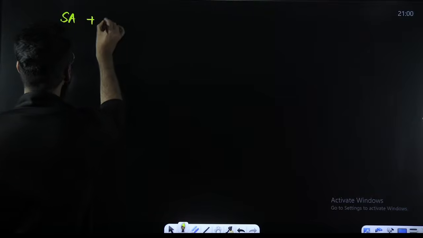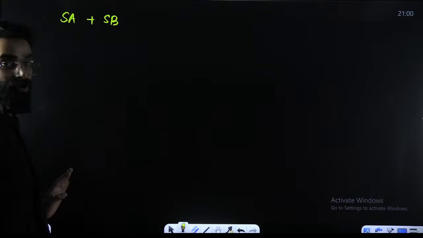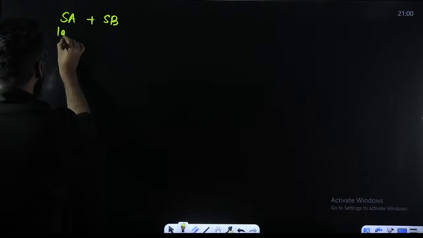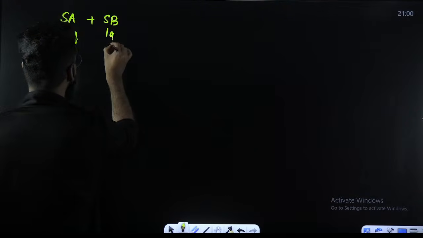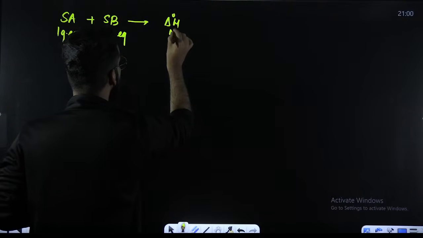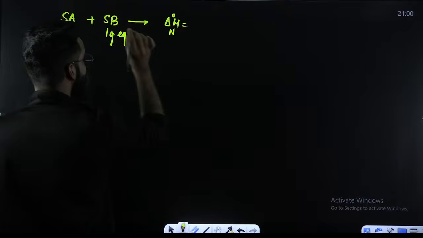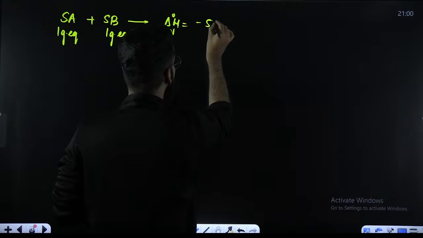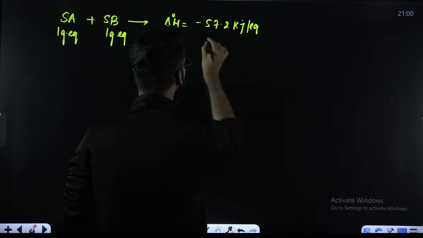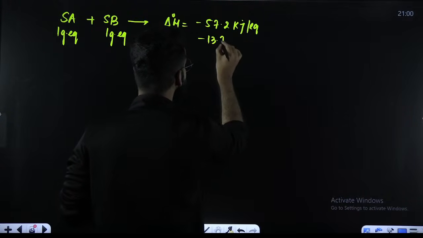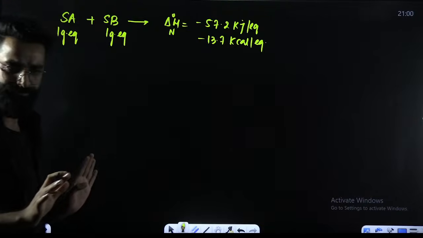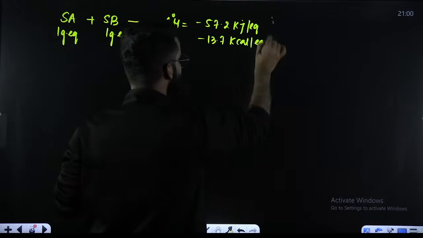Strong acid and strong base. When 1 gram equivalent of strong acid is completely neutralized by 1 gram equivalent of strong base, the amount of heat released at that point is what you call the standard enthalpy of neutralization, which will be minus 57.2 kilojoules per equivalent, or you can call it minus 13.7 kilocalories per equivalent. Correct? This was the strong acid, strong base case.